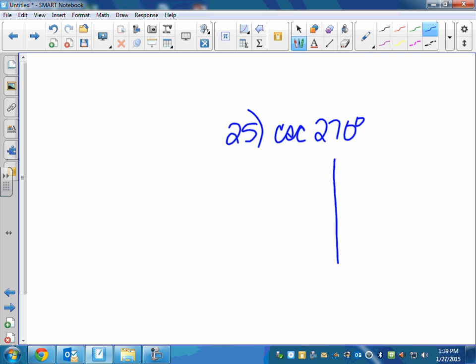So 270 degrees, remember that this is 180 degrees, so if you add 90 to that, that's 270 degrees. So ordered pair, that would be the point 0, -1. So cosecant is the reciprocal of sine, and sine is which coordinate? Y. So cosecant is the reciprocal of -1, and the reciprocal of -1 is just -1.